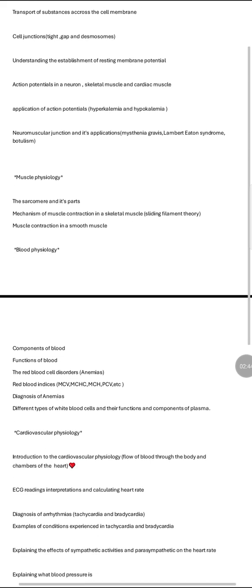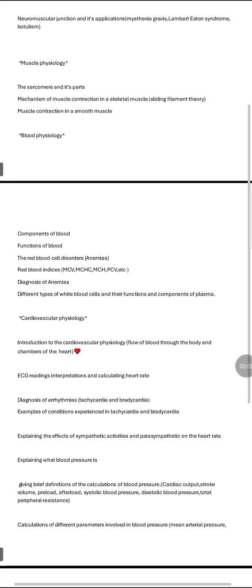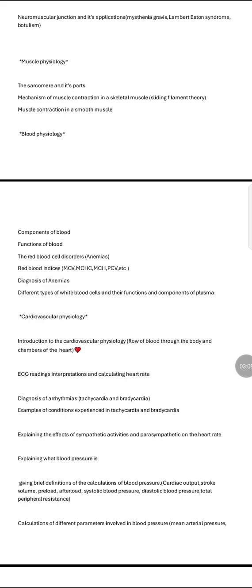After you've understood the cell junctions, the transport of substances, establishment of resting membrane potential, action potential, applications, and the neuromuscular junction, you come to muscle physiology. Here we're trying to understand how muscles are able to contract, right? How it can lead to the contraction of a muscle. So here we talk about the mechanism of muscle contraction in skeletal muscle. We talk about sliding filament theory. At least you have to know that, right? And also muscle contraction in smooth muscle.